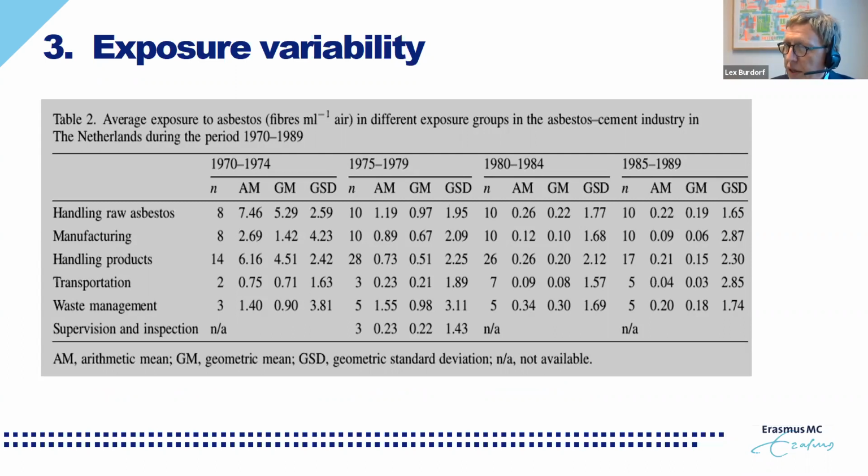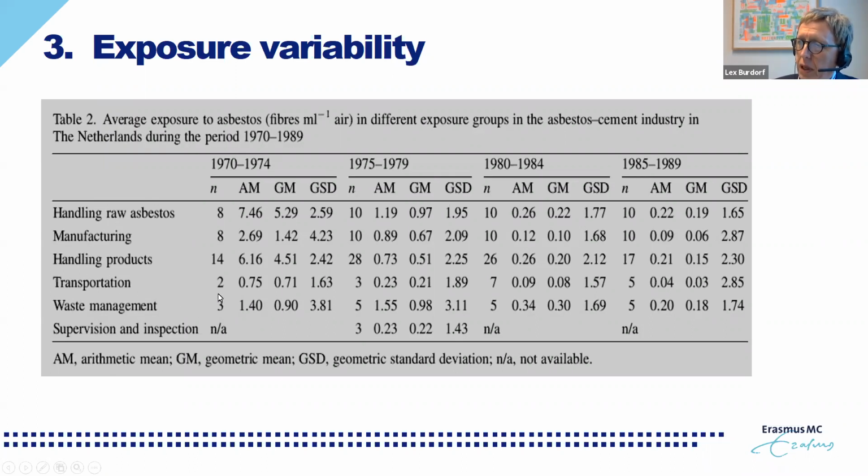And interestingly, each 5 years we had some information about where the workers were actually in the process part of the asbestos cement factory. We didn't have job titles, but we knew that some of them were more handling the raw asbestos, others were more in the hall where the manufacturing took place. Others were in the hall where they were handling the products, cutting them, transportation, waste management.